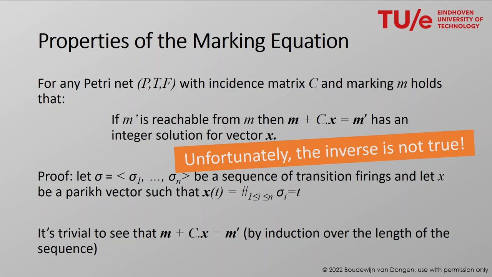If the inverse would have been true, that would mean that we take a synchronous product, we solve this integer linear program, and we get a firing sequence of that model, which is immediately an alignment. But unfortunately, the inverse doesn't hold. So can we still use this? Now, we'll see how to use this in alignments today.